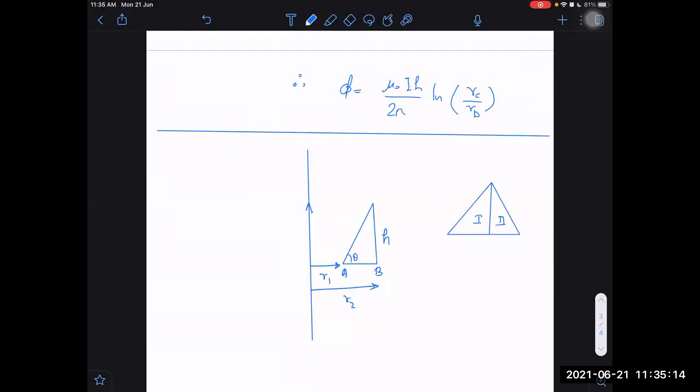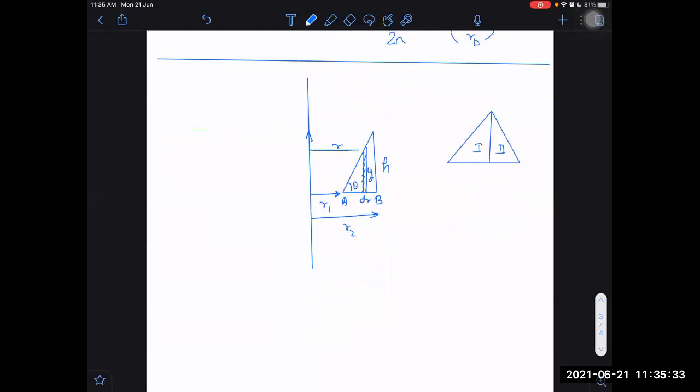let this angle be theta. H is there, and let us take some element here, and that elemental part is what we are mainly interested in for the flux. This has width dr, and its distance is r. Height of this we assume to be y. We can determine y very easily: y upon r minus r1 is tan theta, and that tan theta is also equal to h upon r2 minus r1. Right or not?